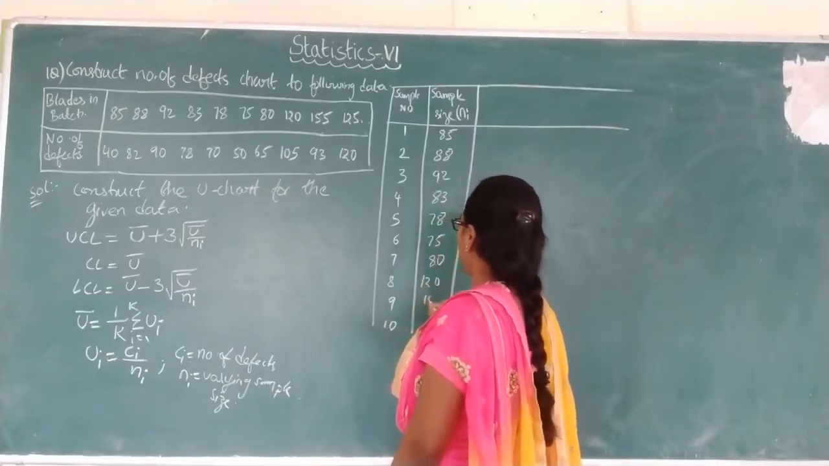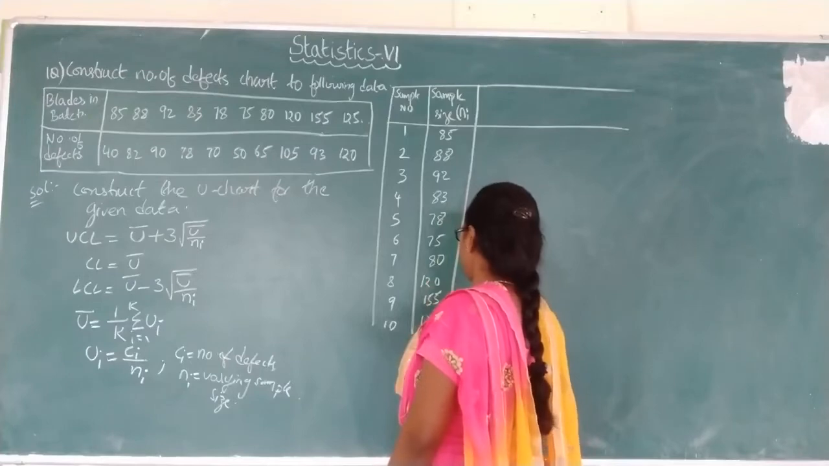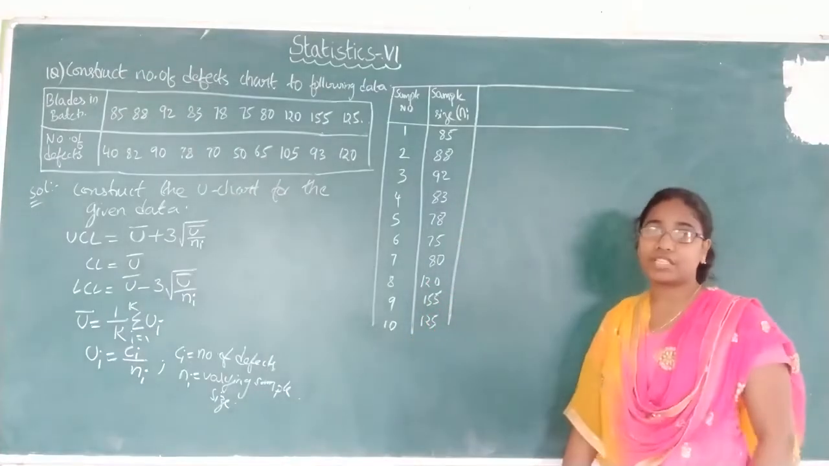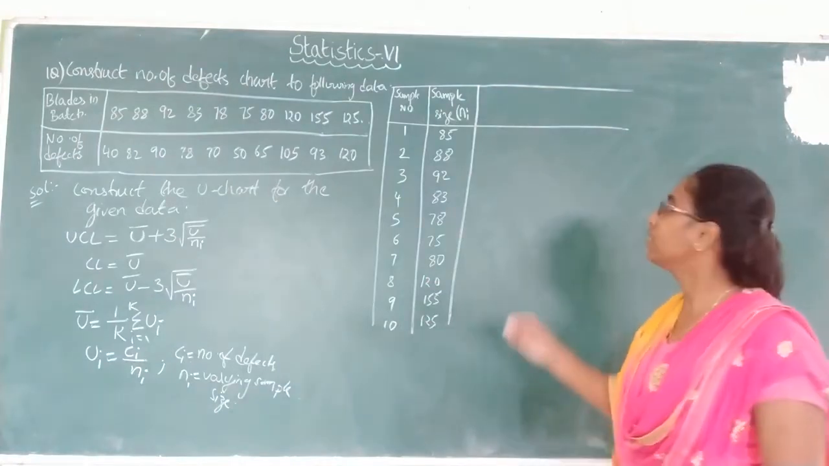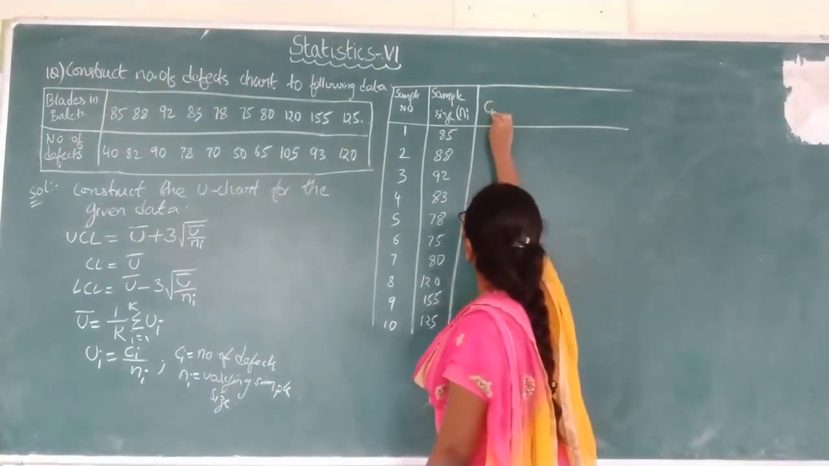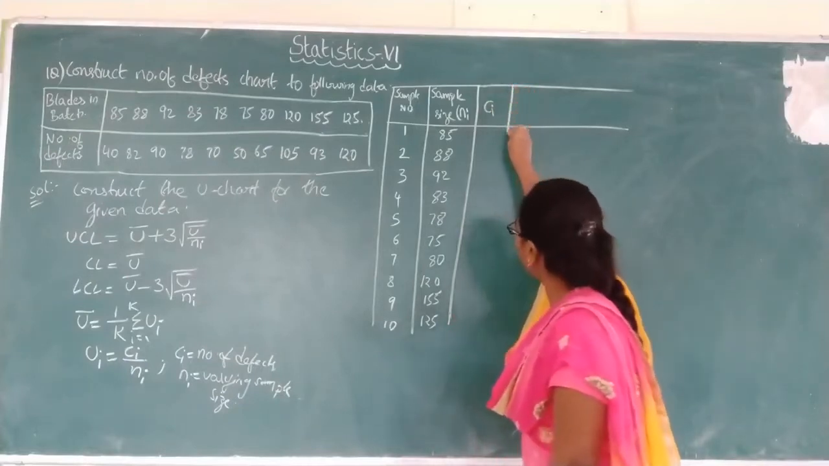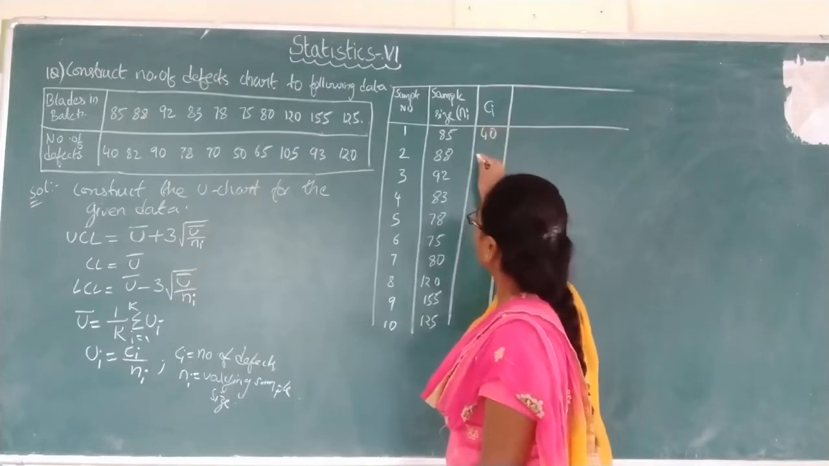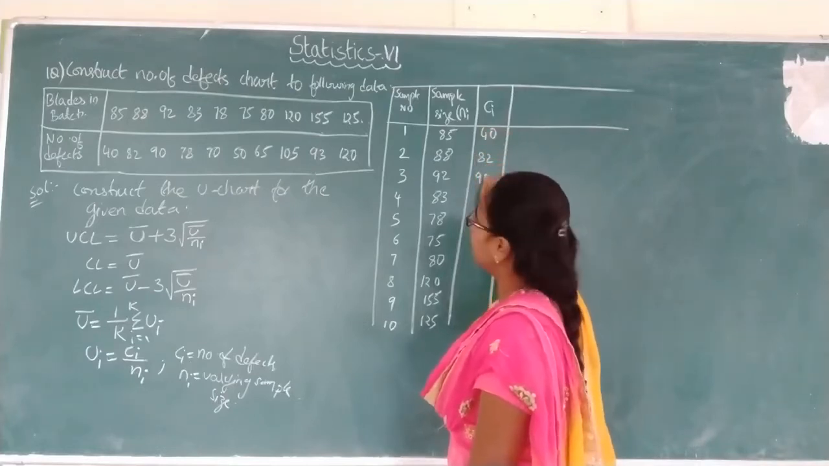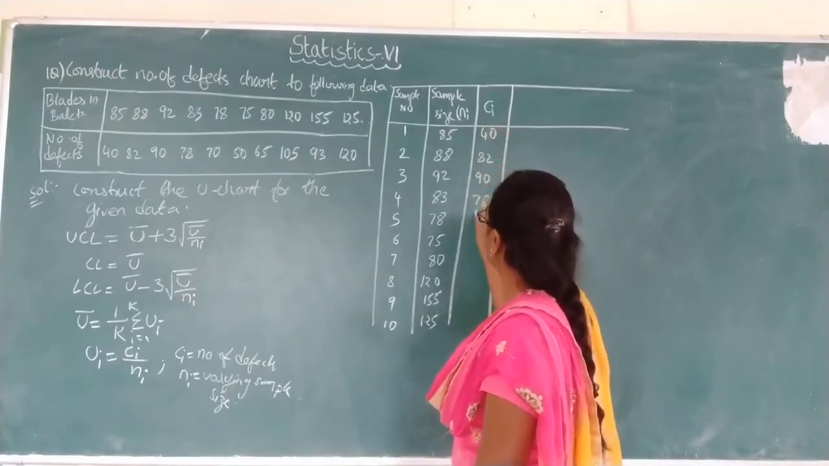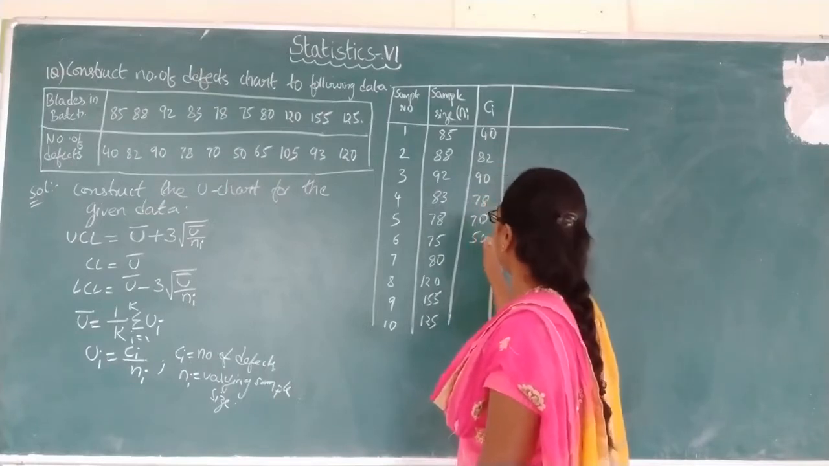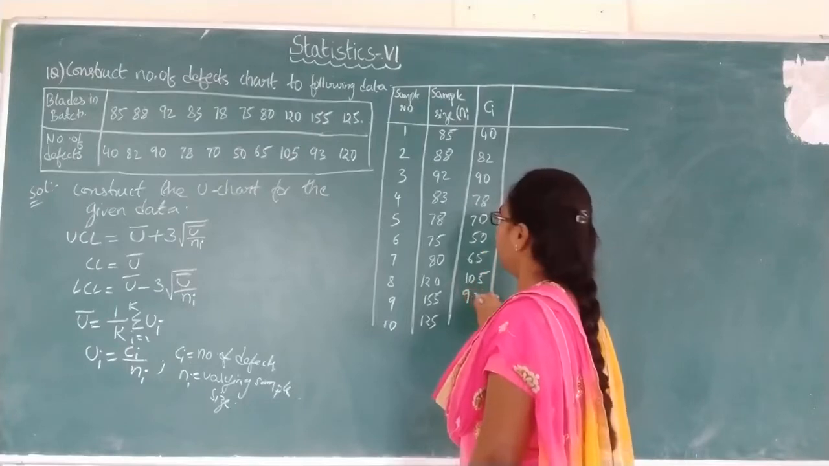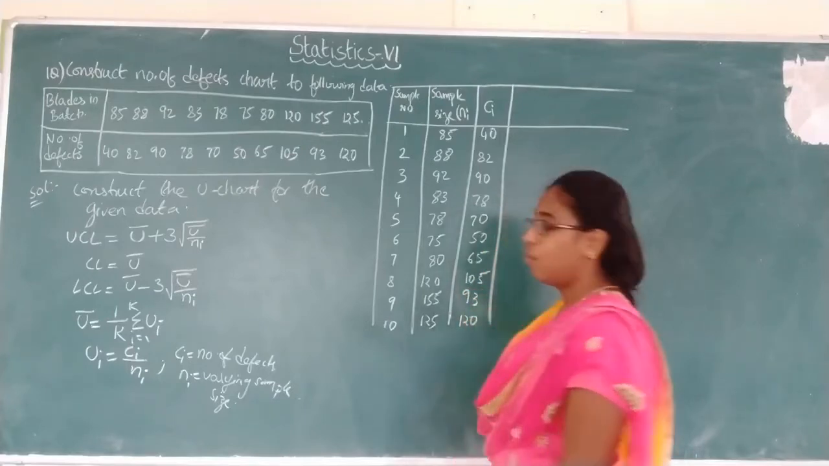120, 155, and the last one is 125. Next you have to write the number of defects. Number of defects always denotes the Ci values. So write down the Ci values. What are the Ci values? 40, 82, 90, 78, 70, 50, 65, 105, 93, and the last one is 120.